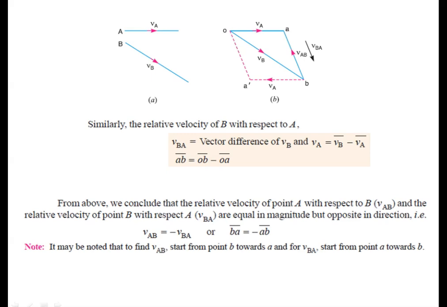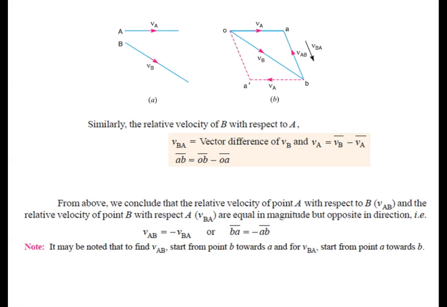It may be noted that to find VAB, start from point B towards A, and for VBA, start from point A towards B. So B with respect to A means you have to take from what?